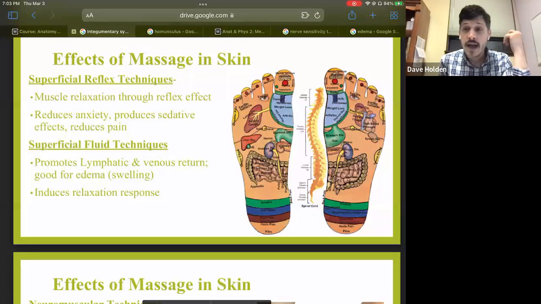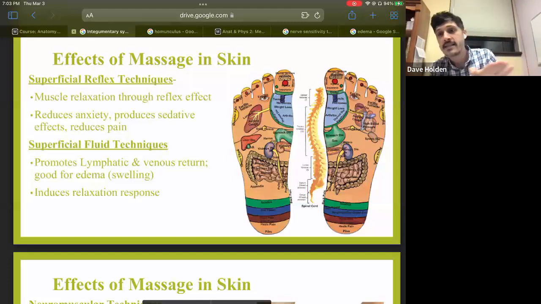Now, since we have to use light pressure in order to activate the lymph flow, what we're effectively doing then is using light pressure as effleurage. We're stroking, gentle stroking. And I defy you to find me a person who does not find gentle stroking to be very effective, or very relaxing. So this induces a relaxation response as we are engaging in these superficial fluid techniques.